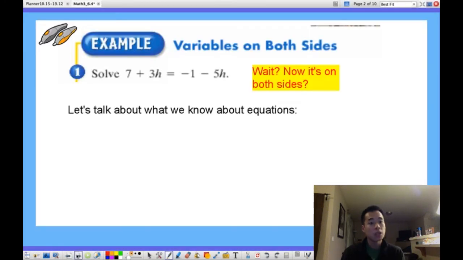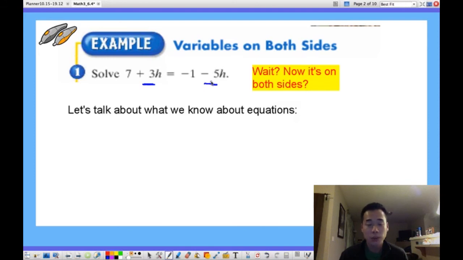So let's begin. The first equation, if you look on the screen, is 7 plus 3h is equal to negative 1 minus 5h. You can quickly see that you have positive 3h on the left-hand side and a negative 5h on the right-hand side of the equation. You also have a positive 7 on the left side and a negative 1 on the right-hand side. So really, it looks a little bit confusing. But don't worry, don't panic.